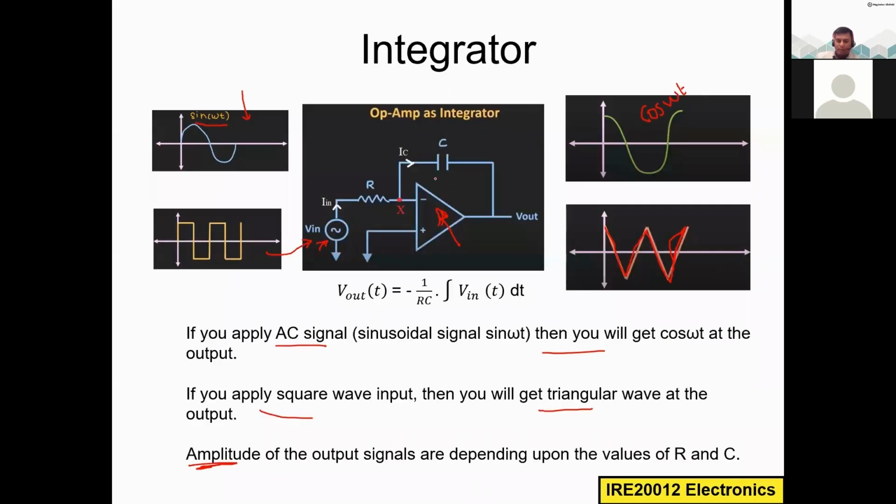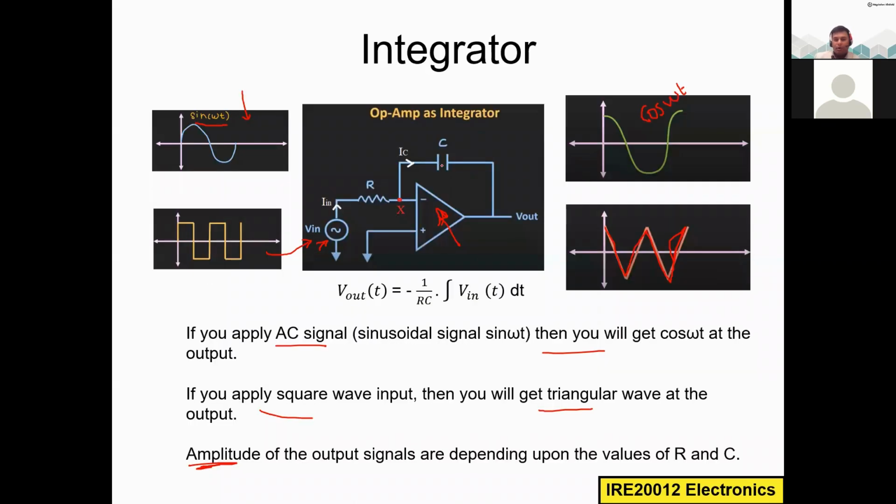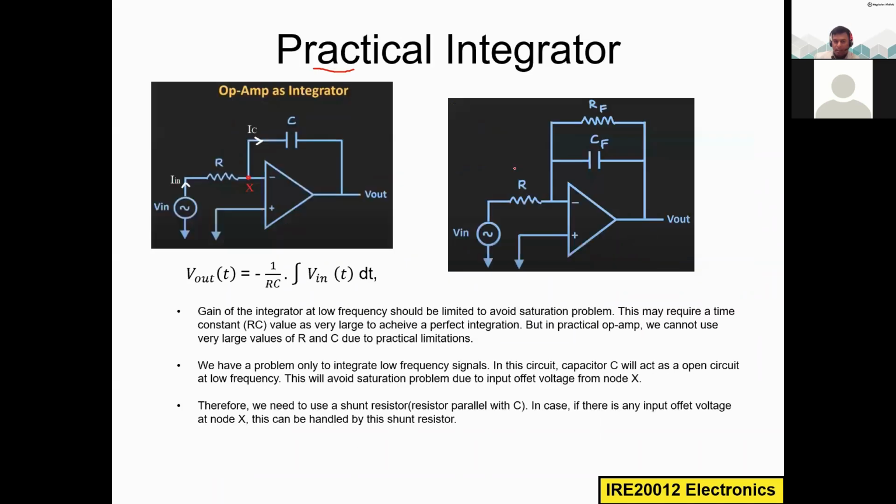This is already a good enough circuit, but it has some minor issues. So we make small modifications in this ideal integrator, and we are making this a practical integrator. So you can see the difference between the ideal and the practical integrator. What is the difference here? I add the feedback resistor in parallel with this capacitor. So I just add one feedback resistor, then it becomes a practical integrator.